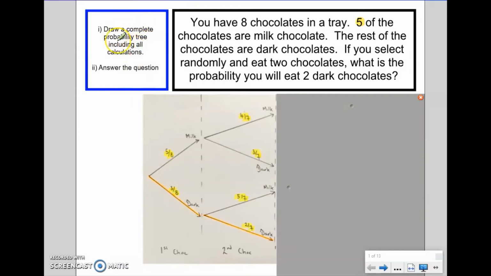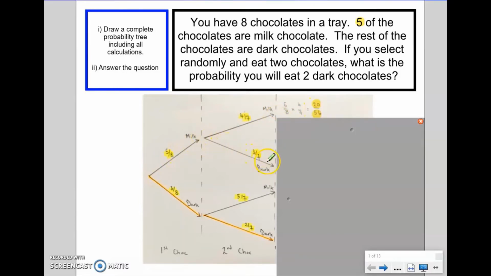The question does ask me to complete all calculations, so I'm going to go ahead and complete all calculations. I'm going to follow the branches. 5/8 multiplied by 4/7. That's going to give me a probability of 20 out of 56. So the probability of choosing a milk chocolate for my first chocolate, then a milk chocolate for my second chocolate, is 20 out of 56.